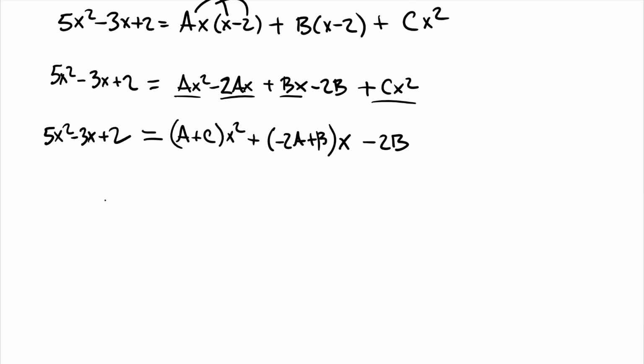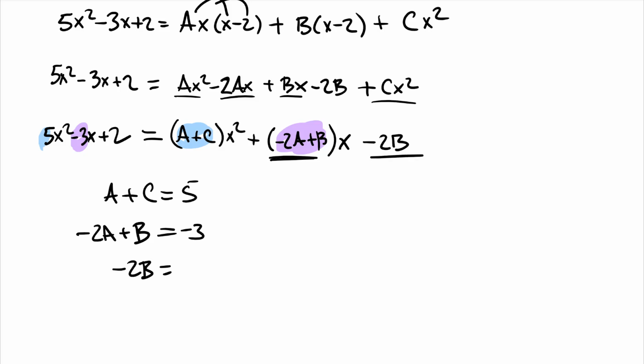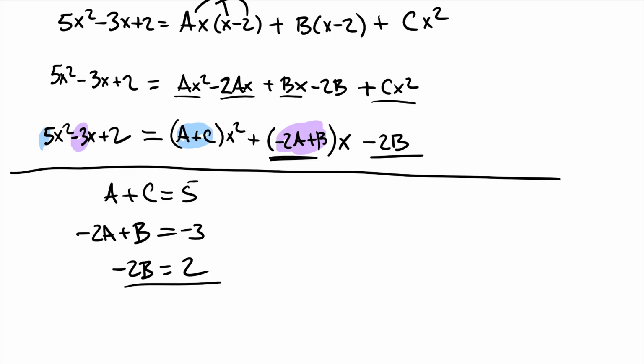That means that A plus C must equal 5, equating coefficients. We would find out that negative 3, well, what's that equal to? It's equal to our negative 2A plus B. And lastly, we'll have our negative 2B will be equal to 2. And this one is not so bad. We have a linear equation, but hey, come on. B is equal to negative 1. We got our B value. Once that's done, we can now plug it in and solve for A.